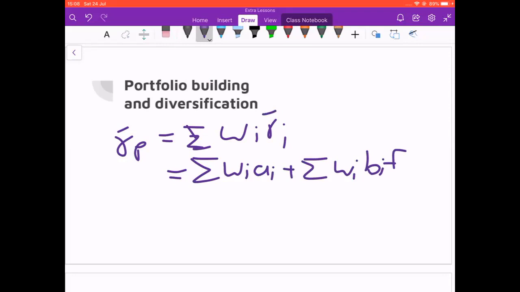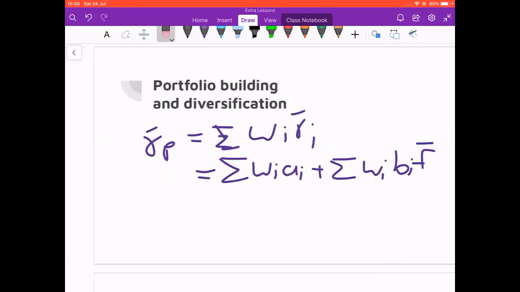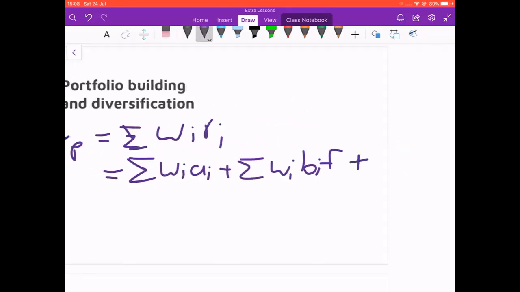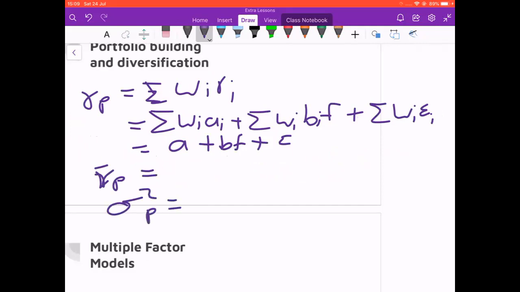Maybe I should not look at it as expected for now, so that we can include the error, plus the sum of the weight times the error. This is how you find it. You can simplify this and say b_p f plus error. To find the risk of a portfolio, you're going to use the same style.